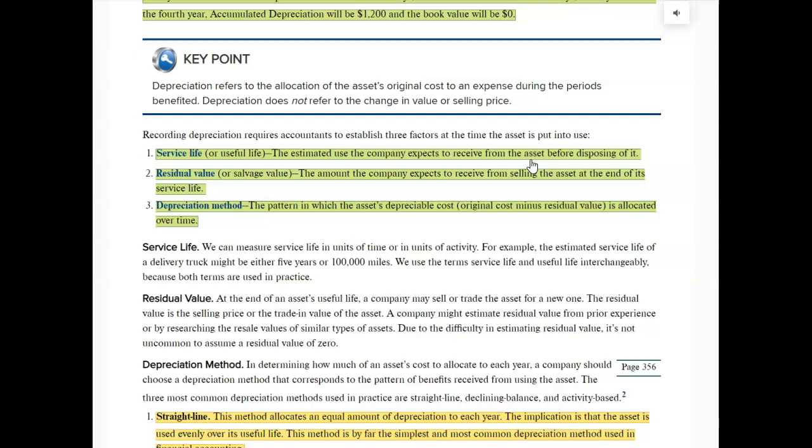And depreciation method, this is the pattern that we use. Straight line, it can be accelerated and so forth, but we have to select a certain depreciation method to spread the cost of the asset over its useful life.